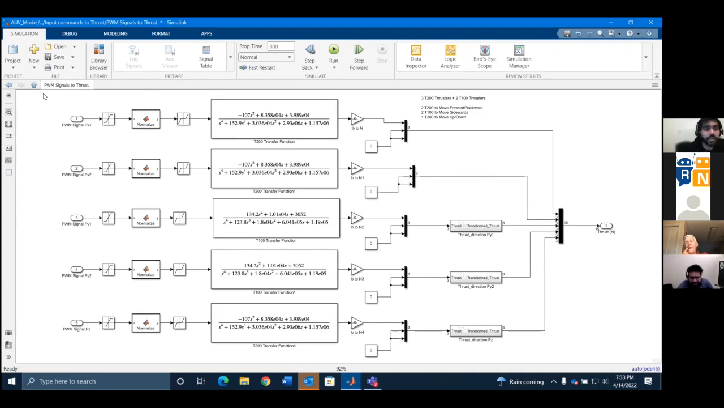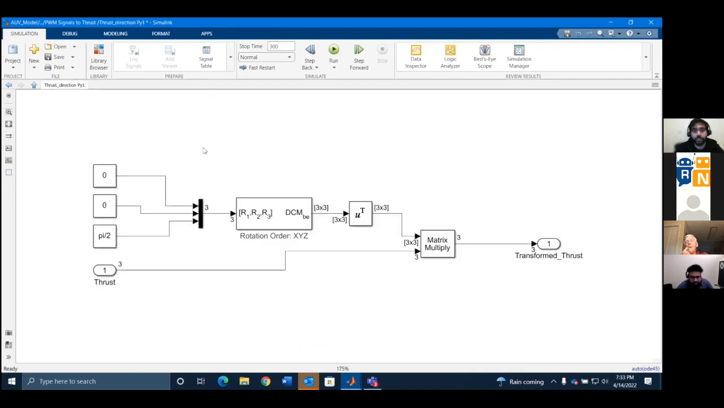Can you click on that thrust direction? That little block there. So essentially what it's doing is we give it a thrust, and then we give it a location. So the location comes in when you're trying to compute your moments, right? So this is the orientation of the thruster. So 0, 0, and pi by 2, and then you have a rotation block that will basically convert it into whatever angle or whatever configuration you want to have it in. So can you go back up a level real quick? Yeah.